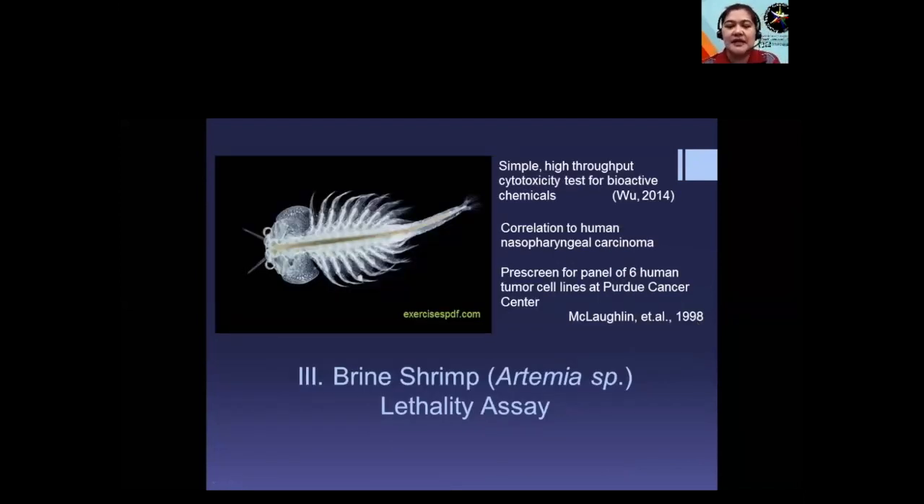Last but not the least, we have brine shrimp or Artemia species, the Artemia salina lethality assay. Brine shrimp ang pangalan niya, pero honestly po, hindi po siya shrimp. Mas kamag-anak po niya, mga water flea. Oo, maliit po siya. And initially, nahahanap po siya sa mga salty lakes sa bandang Europe. Pero at the present time po, medyo naikalat na rin po sila.